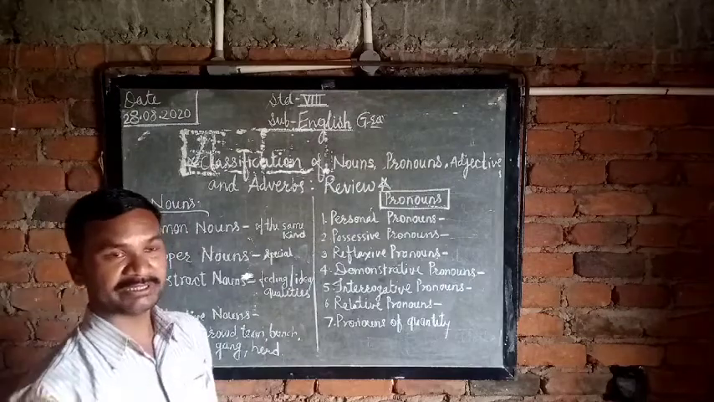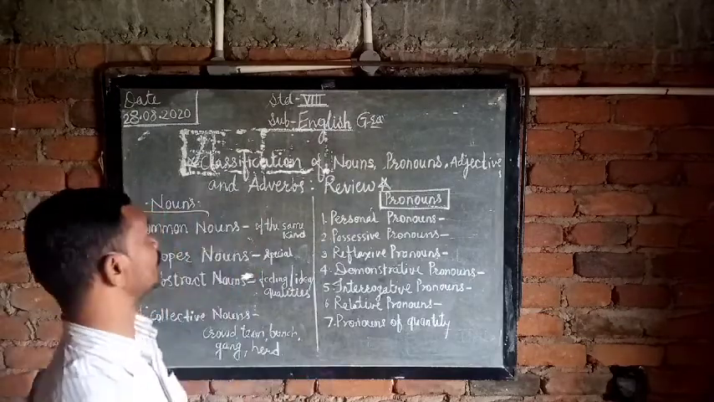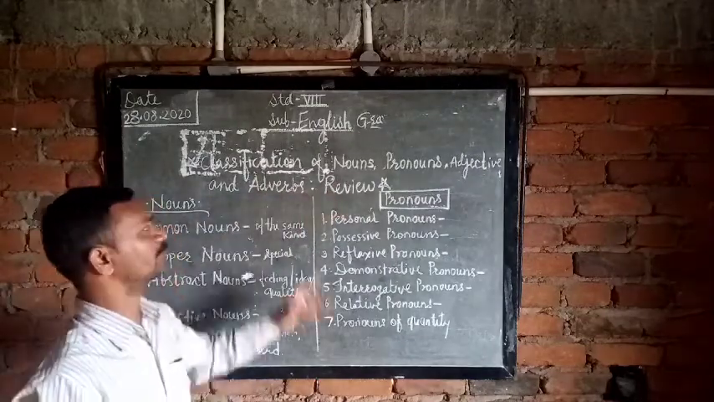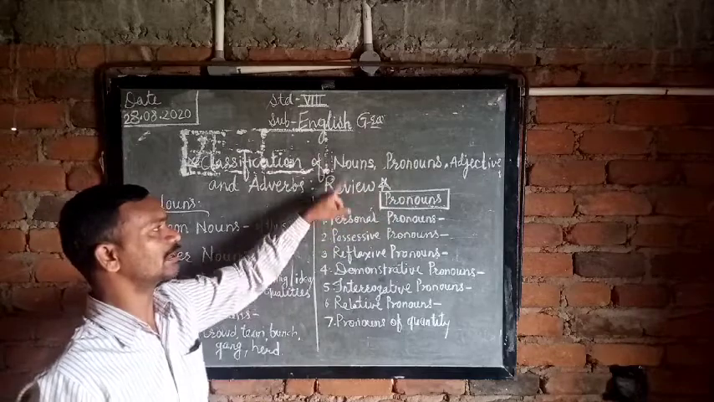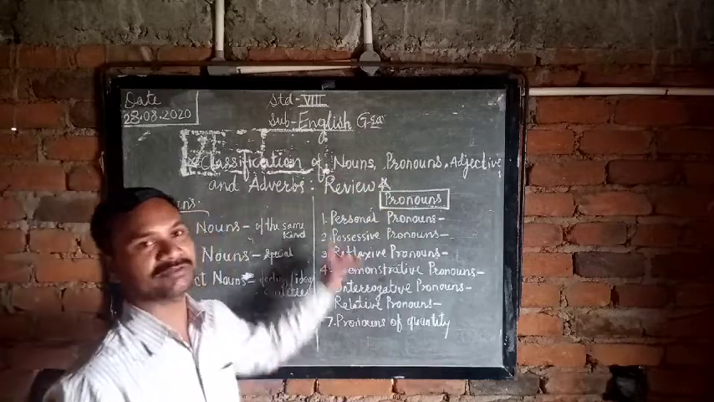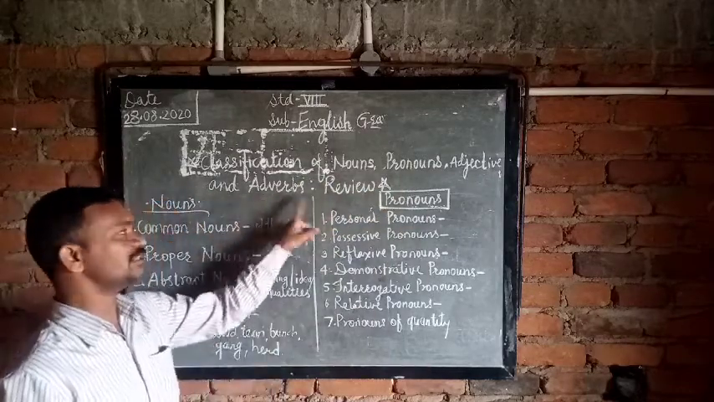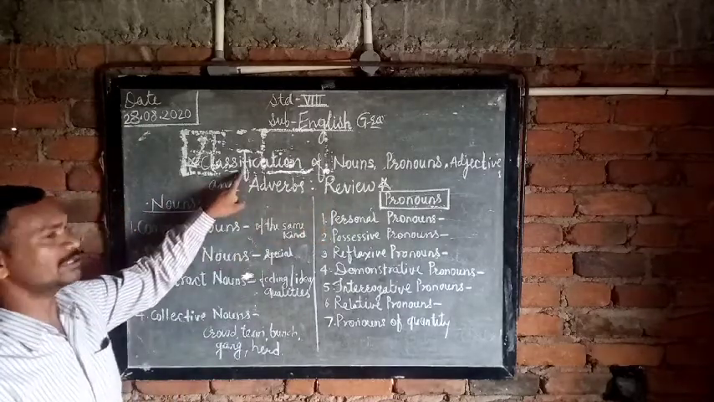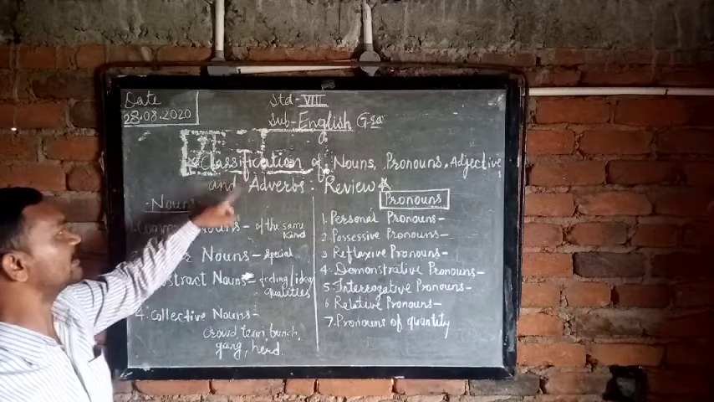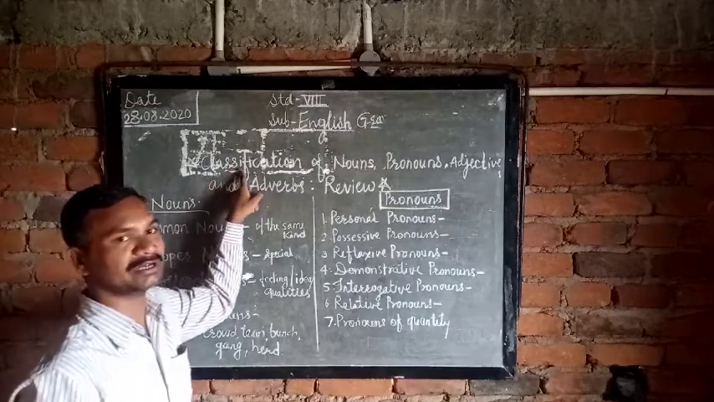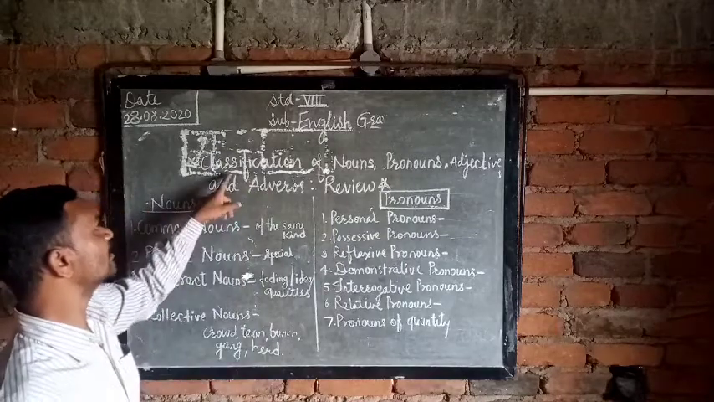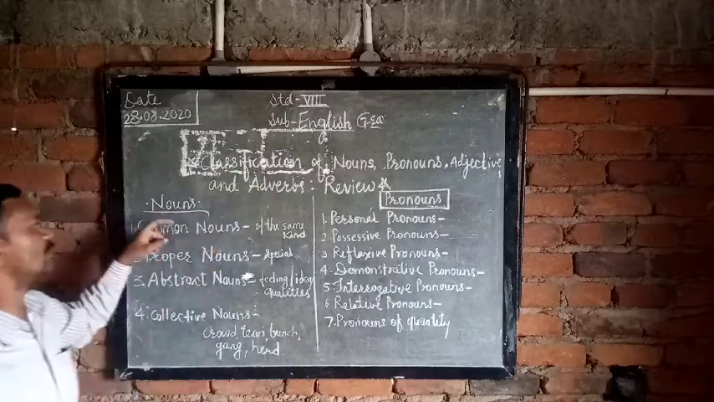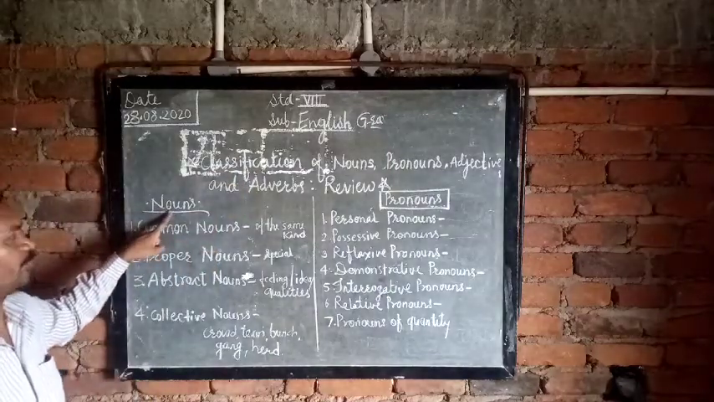In the last period, we discussed parts of speech, and in this session, we are discussing the classification of nouns, pronouns, adjectives, and adverbs. This is the review lesson. What is meant by classification? In this lesson, classification means the types of words. Classification and types are equal words. So we are dealing with the first one, noun.